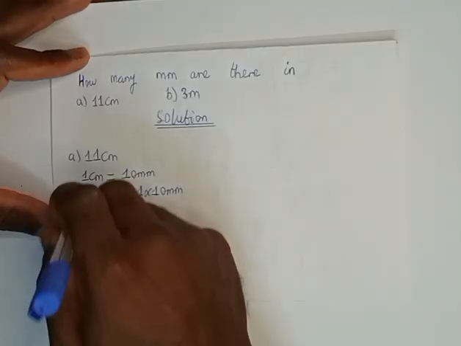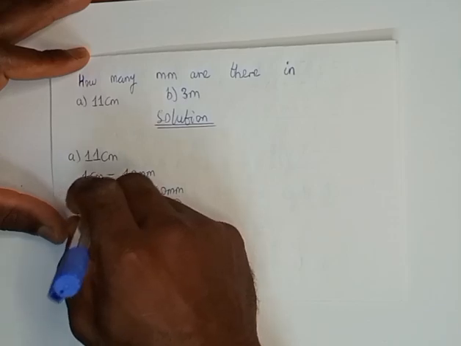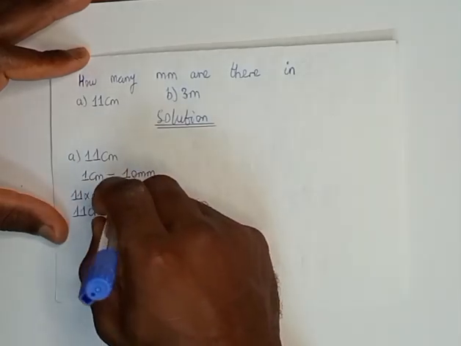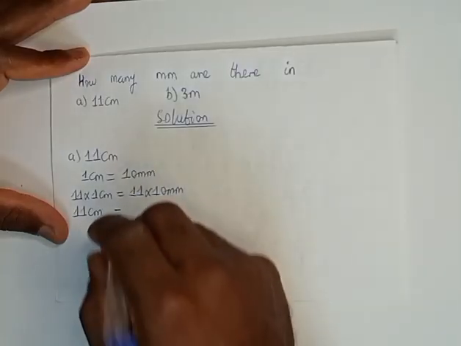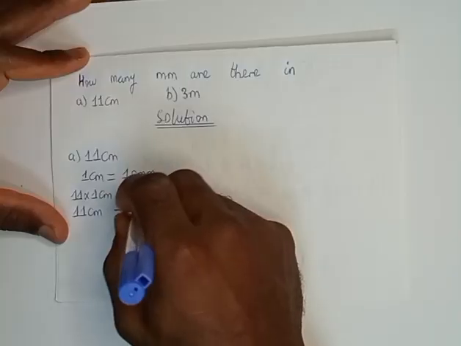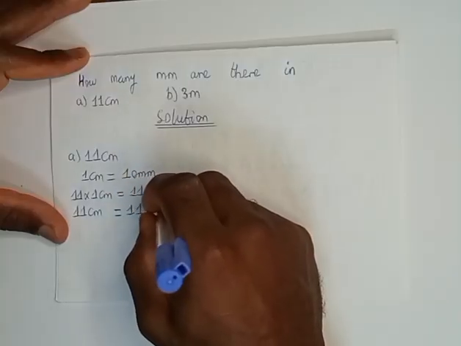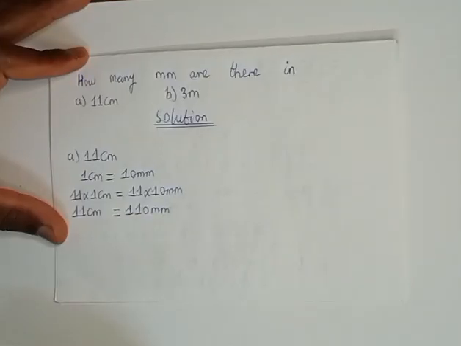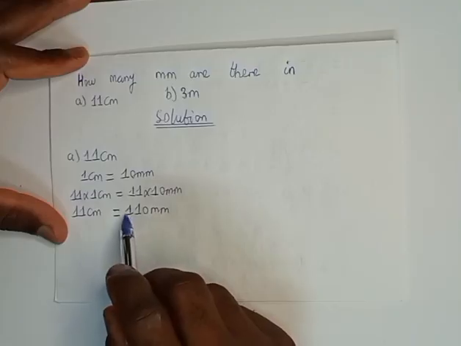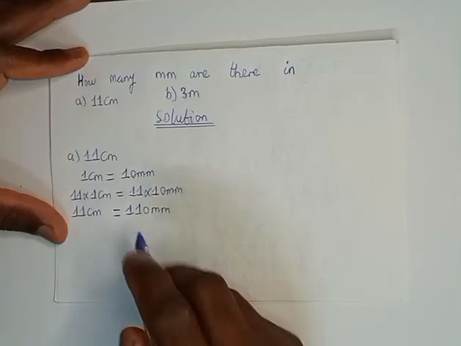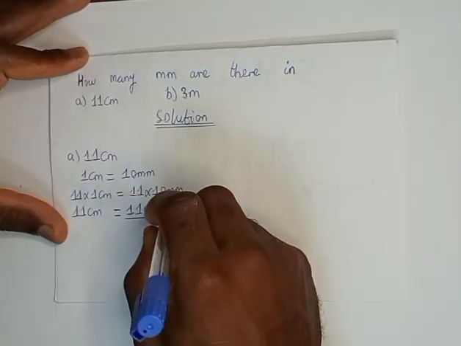11 times 1 centimeter gives us 11 centimeters, which is equal to 11 times 10 millimeters, which gives us 110 millimeters. Therefore, 11 centimeters in millimeters is simply equal to 110 millimeters. We underline the answer.